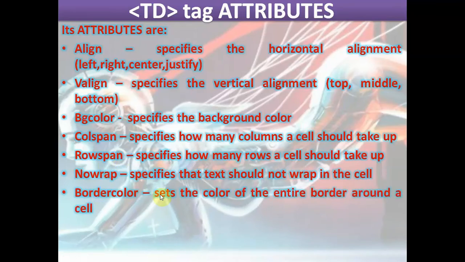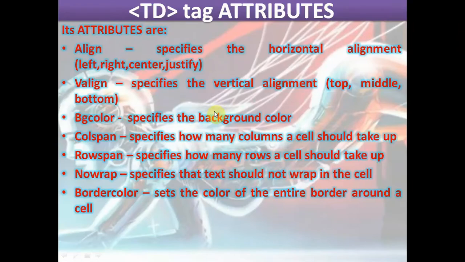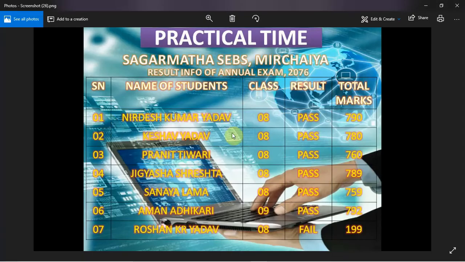Next one is bordercolor. Some browsers do not support bordercolor, but some browsers do. You will see the practical of bordercolor also, because it is used to set the color of the entire border around the cell. Suppose I show you one example. This is one cell, and this is called the border of the cell. If you use bordercolor, then it specifies the border color of the cell.